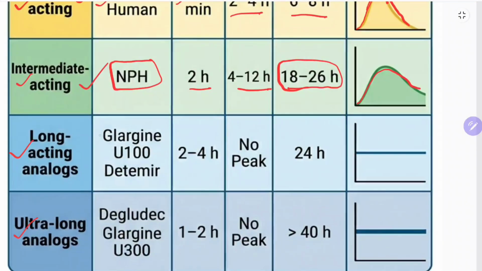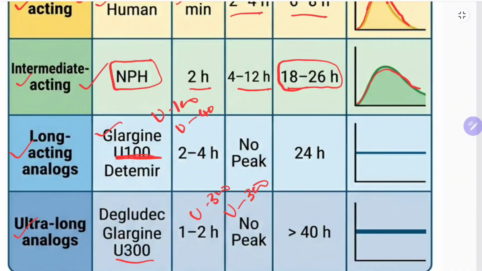Long acting analogs are Glargine unit 100. This unit matters. If you are taking a vial of unit 100, you should take a syringe of unit 100 only. You should not take a syringe of unit 40, otherwise the patient will end up with hypoglycemia. Similarly, there is also Glargine unit 300. At that time you should take a syringe of unit 300 only, not unit 100. So this should match. That point should be kept in mind.